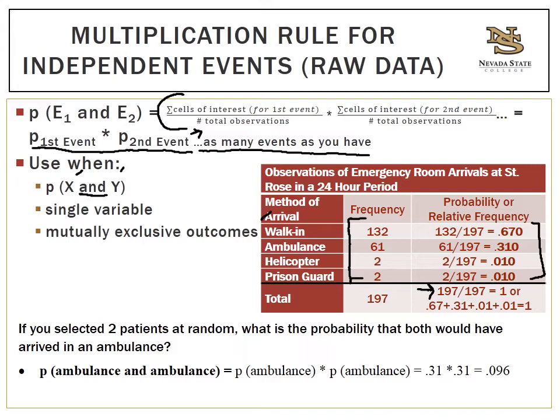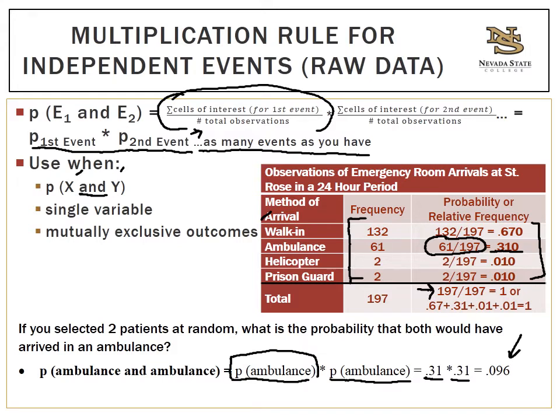Well, since we already have the probabilities calculated, right? We've already done this math here. We've already got our total number in ambulance divided by the total number of observations to get this 0.31. You can just take the probability of arriving in an ambulance, 0.31, times the probability of arriving in an ambulance, 0.31, and you get 0.096. Or there's a 9.6% chance that any given 2 patients both arrived in an ambulance. Now these events are independent because whatever happens with this first patient has no impact on what happens with this second patient. These events are not dependent upon each other.